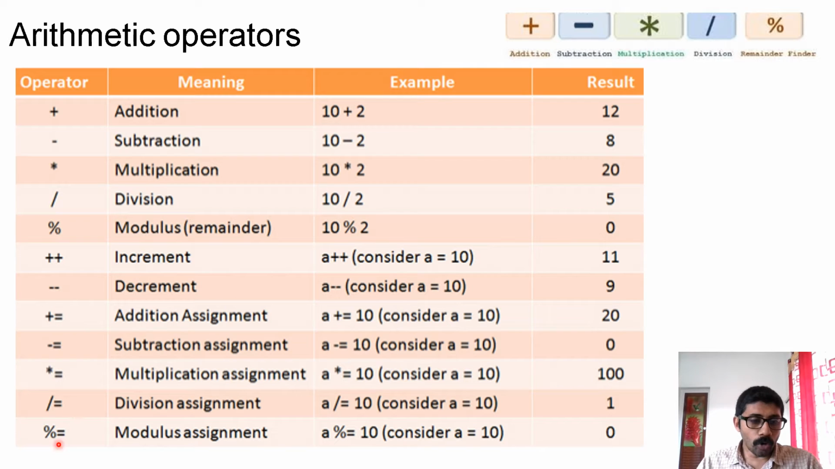Then these are compound operators, means these operators are added with one assignment operator. Plus equal, that is addition assignment, minus equal subtraction assignment, star equal multiplication assignment, division equal division assignment, modulus equal modulus assignment. These are compound operators.